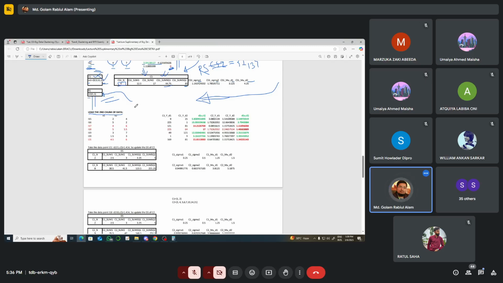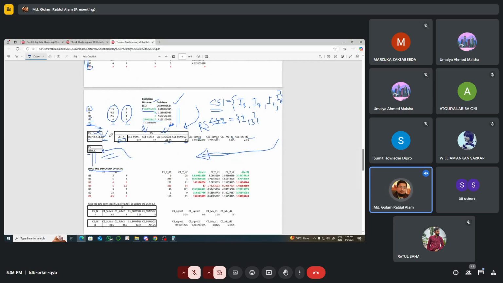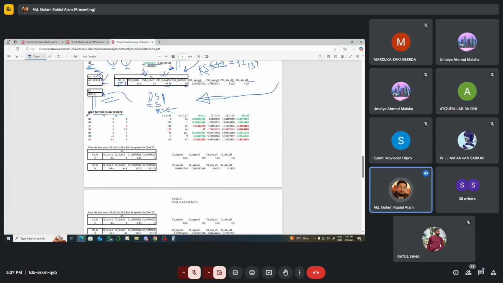So on the first chunk of the data, we can see that we hold only the information or statistics of our DS, the discard set, and then information of the CS, that is our compressed set. And in RS, only in RS we store the data points. But in DS and CS, we store the statistics only. Now load the second chunk of the data.